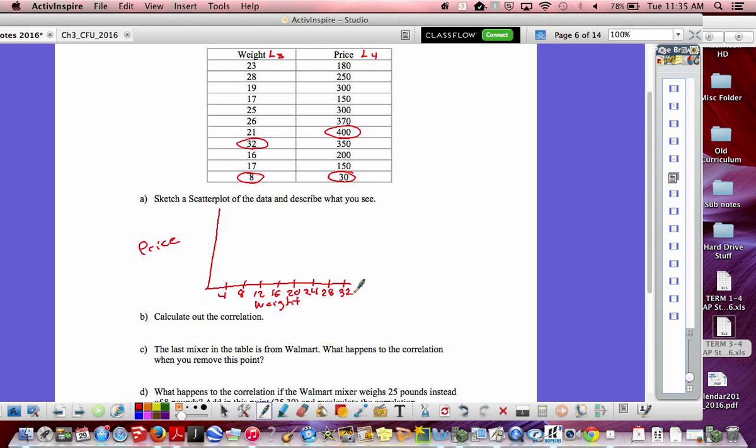Price, wow, goes up to 400. I might count by 50s here. 50, 100, 150, 200, 250, 300. Oh, I'm going to squeeze this one up here. 350 at the very top. 400.